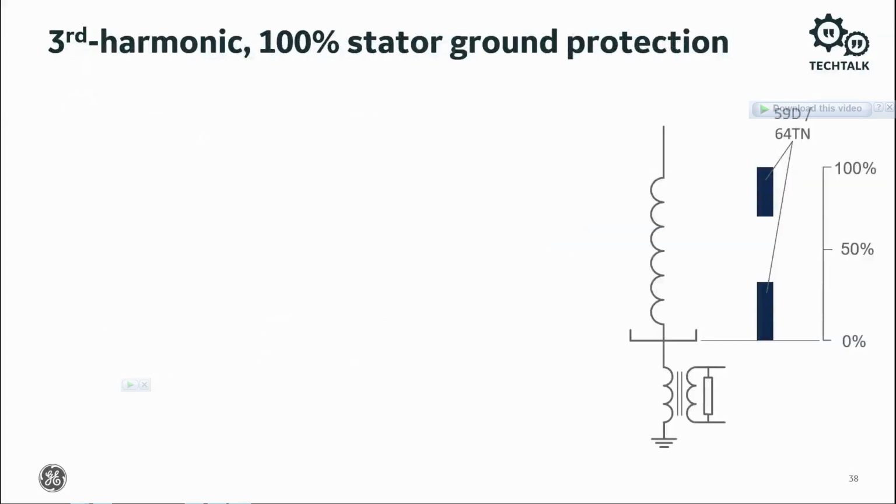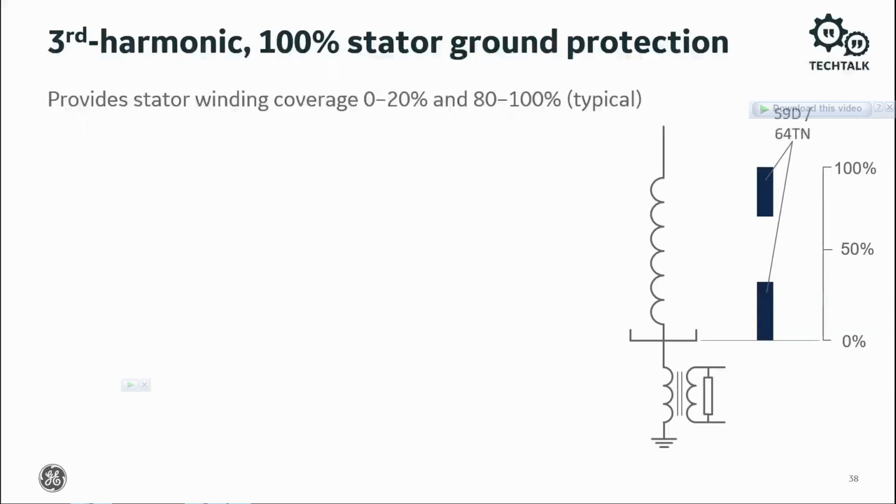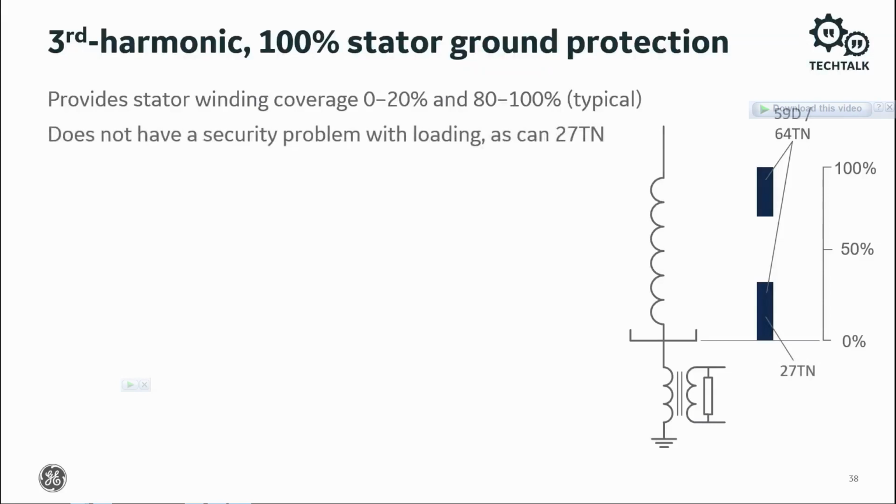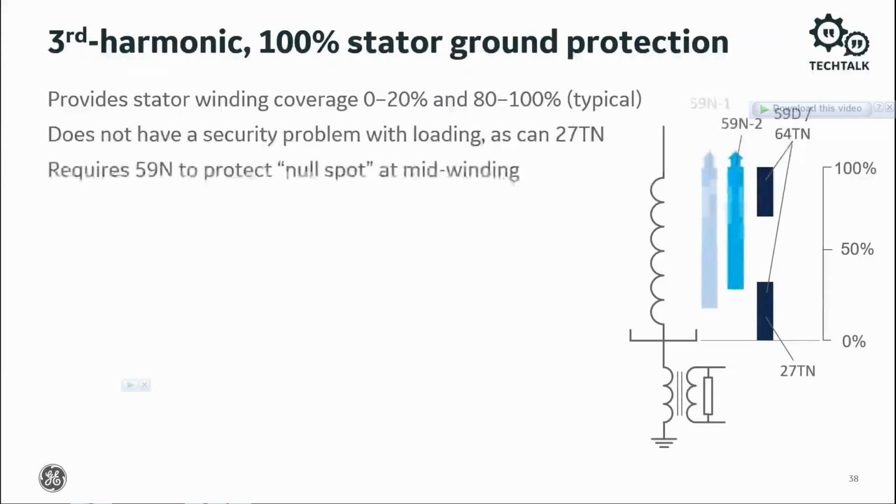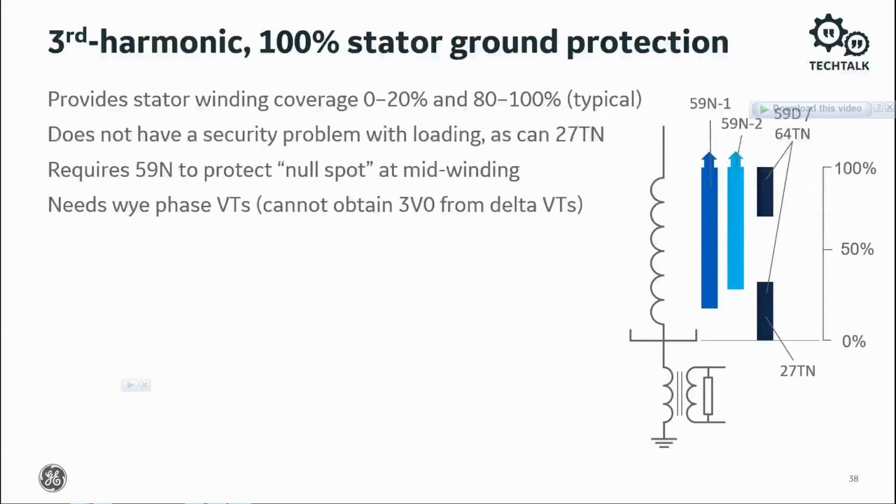100% stator ground protection maps on the stator windings like this. 59D64TN provides stator winding coverage at the bottom 20% and the top 20%, which is typical. It does not have a security problem with loading, as can 27TN. It requires 59N to protect the null spot at the mid-winding, and it needs Y-phase VTs, because we cannot obtain 3V0 from delta VTs.